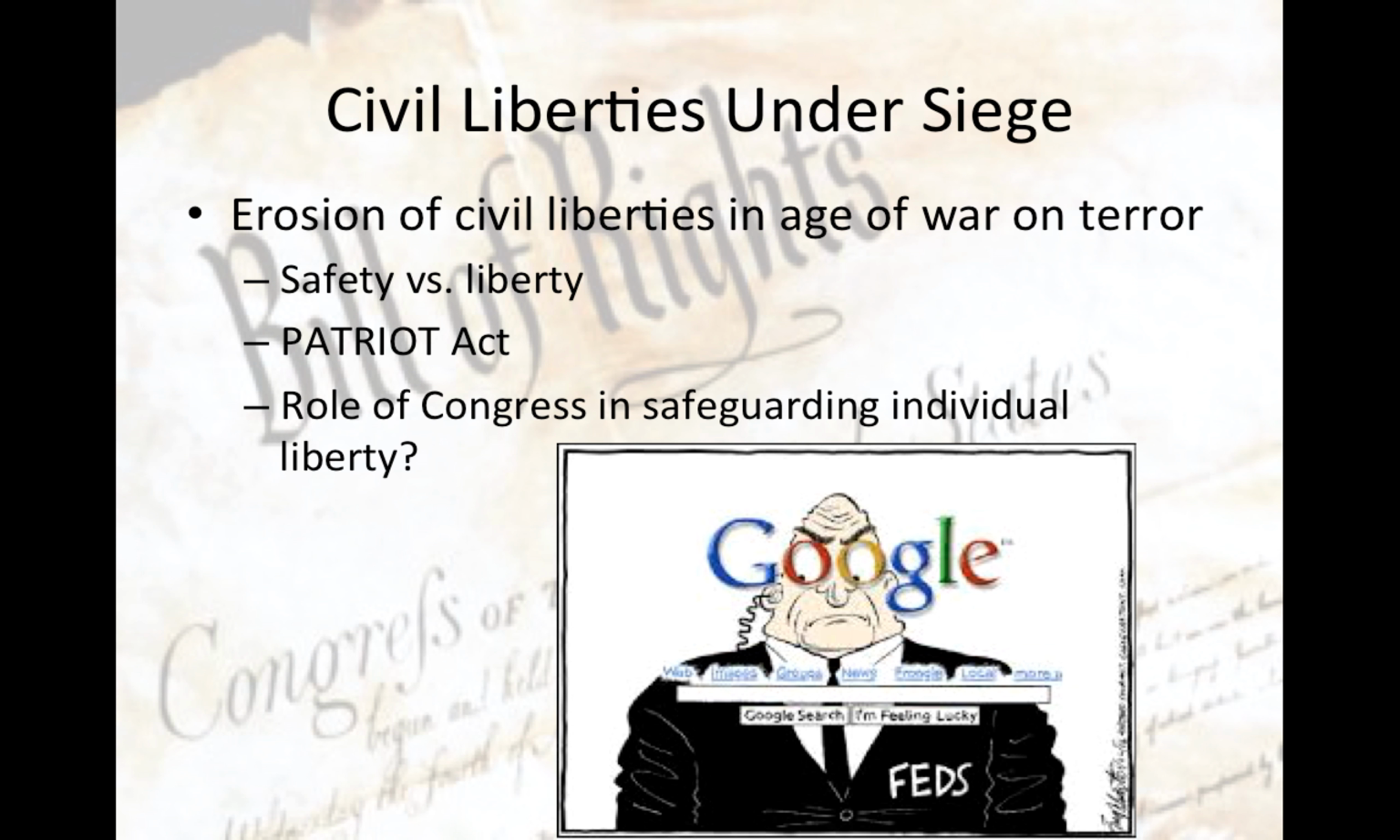So the question comes down to, in the end, Congress and the courts. What is Congress's role to safeguard individual liberty, and what is the court's role? And should one be taking a stronger role than the other, because the executive's tendency is going to be towards erosion of civil liberties in the name of safety? So what do you think?